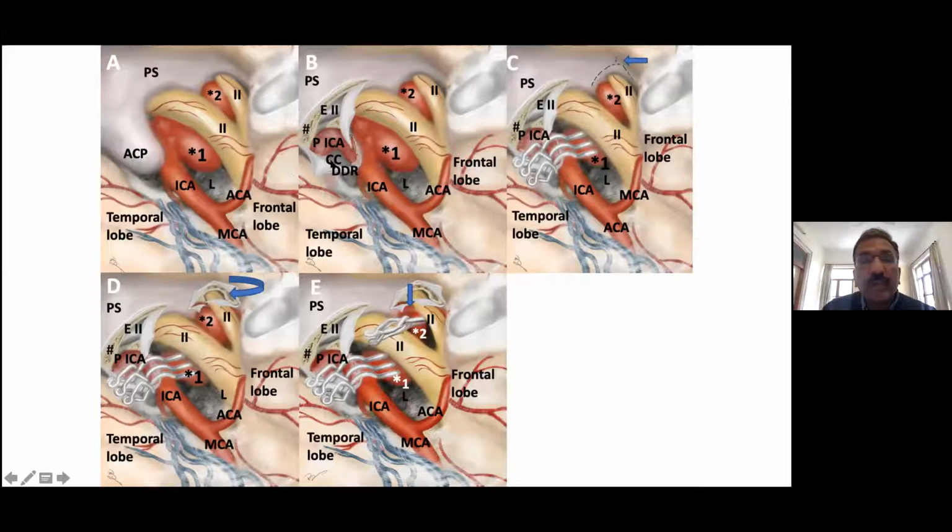So we drilled the anterior clinoid process. This is the proximal ICA. This is the distal dural ring. This is the ICA. This is the anterior cerebral artery and the middle cerebral artery. This is the Sylvian fissure. This is the suprasellar cistern.